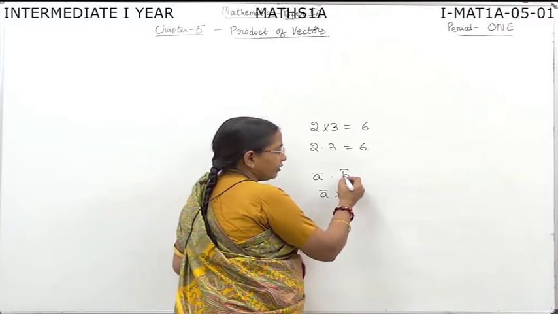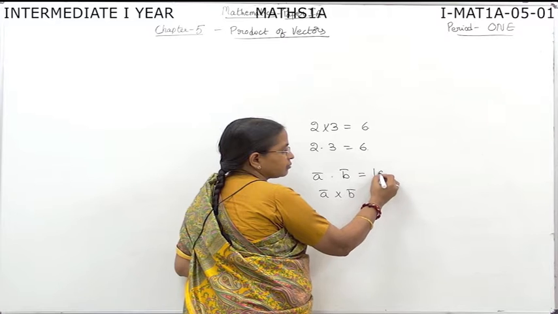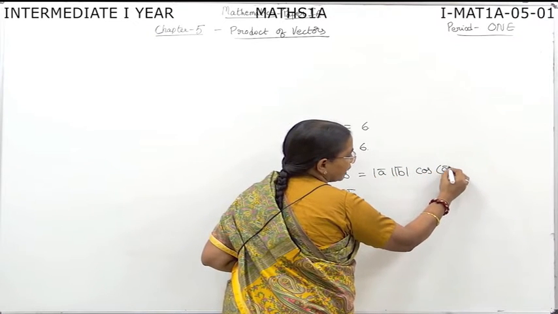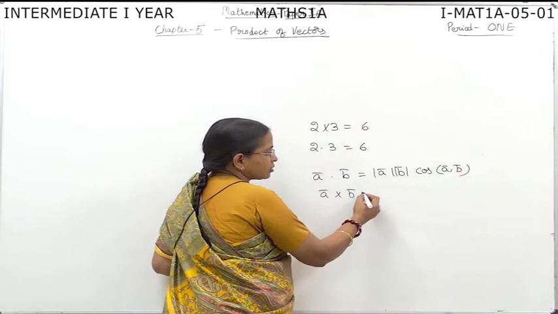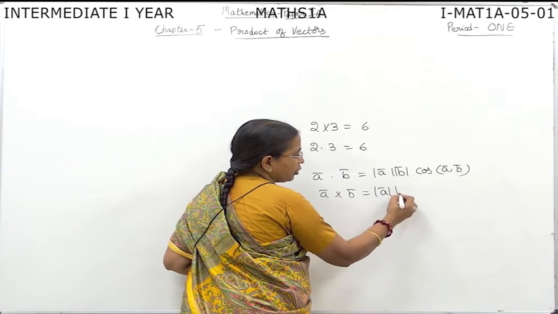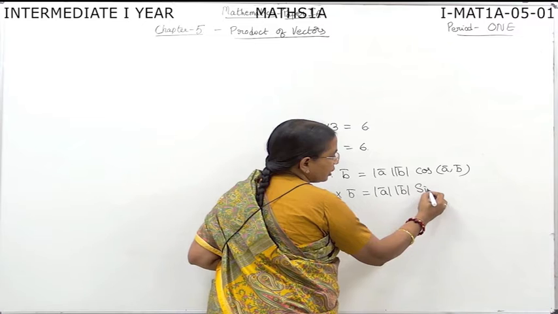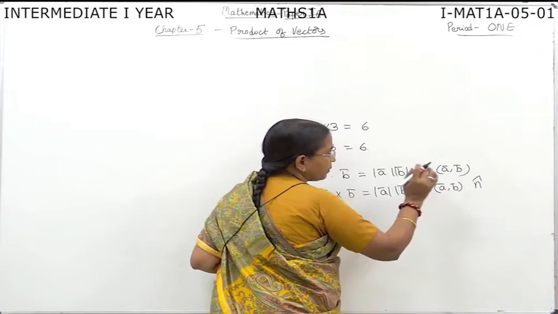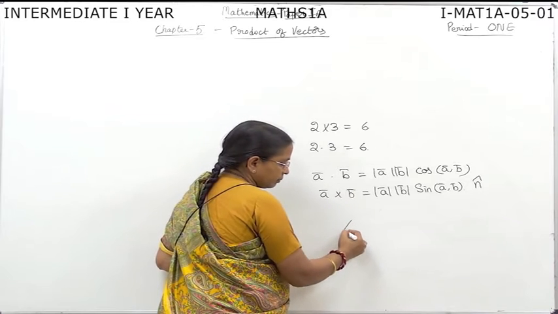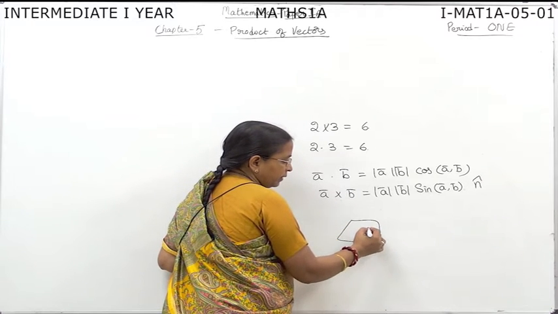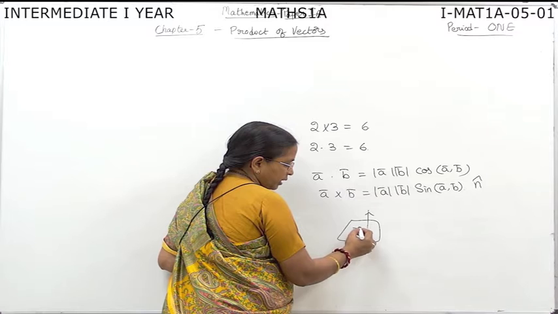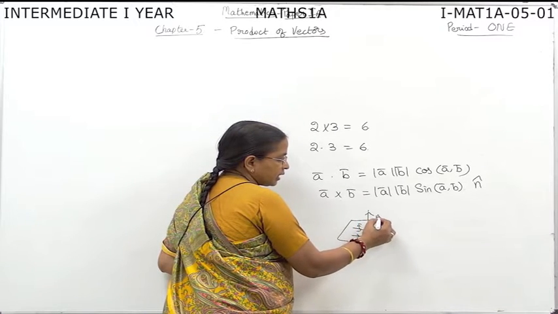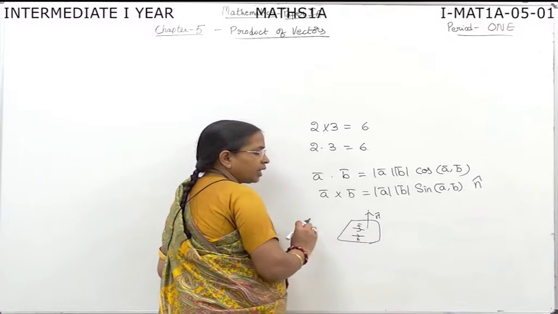We define A dot B as mod A mod B into cos of angle between A and B. And then A cross B is defined as mod A into mod B into sine of angle between A and B into n cap, where n cap is a unit vector perpendicular to the plane containing A and B. The n cap direction is like this. A vector and B vector are in this plane. This is the direction of n cap, where the rotation is in the right-handed system.